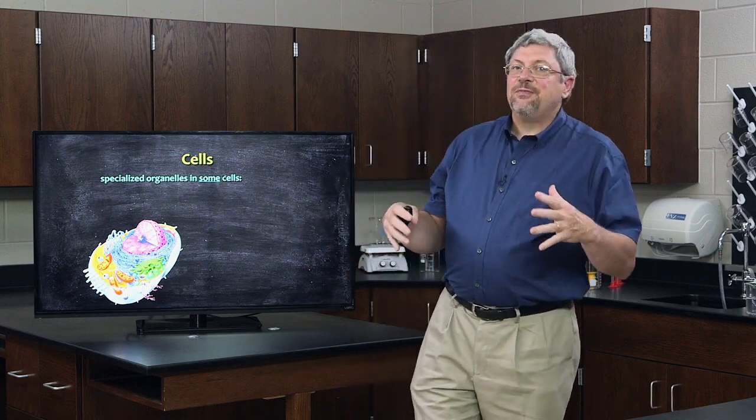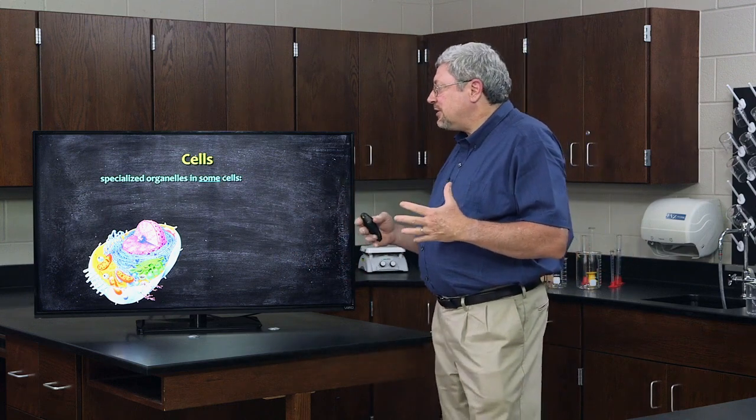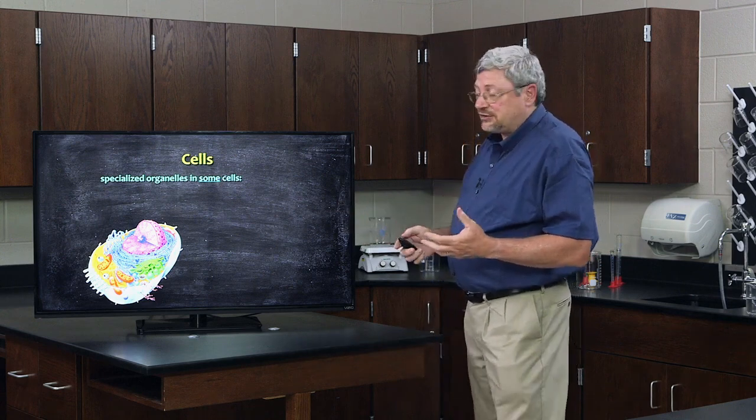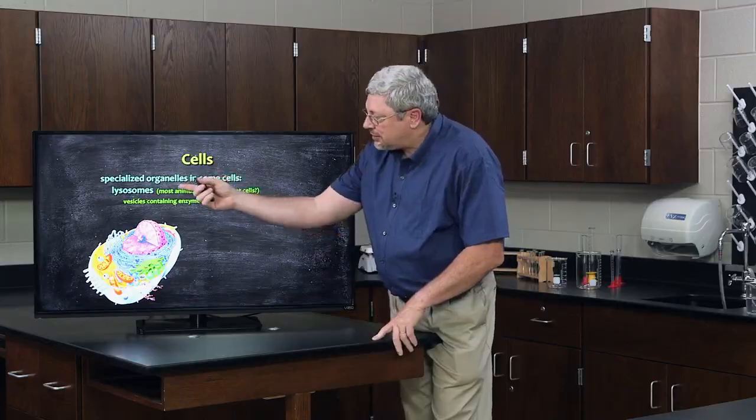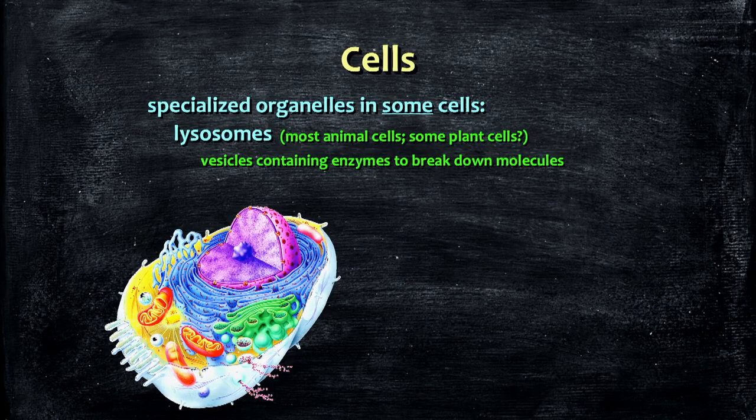Besides the organelles that are found in all cells, and besides the three types of organelles that are found in eukaryotic cells, there are also some organelles that are found in only some cells. We're going to go through a couple of those. One example are the lysosomes.